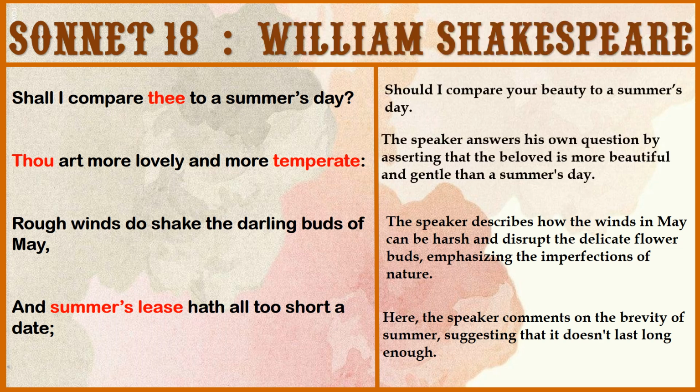So in lines 1 to 4, the poet is saying, should I compare your beauty to a summer's day? Here thee means you, and he is comparing the beauty of his friend to a day in summer, and after that he realizes that the beauty of his friend is better than that of a summer's day, because see, it says, rough winds do shake the darling buds of May, and summer's lease hath all too short a date. That is, he is describing how winds in May can be harsh and can destroy the flowers that bud and blossom in the month of May.